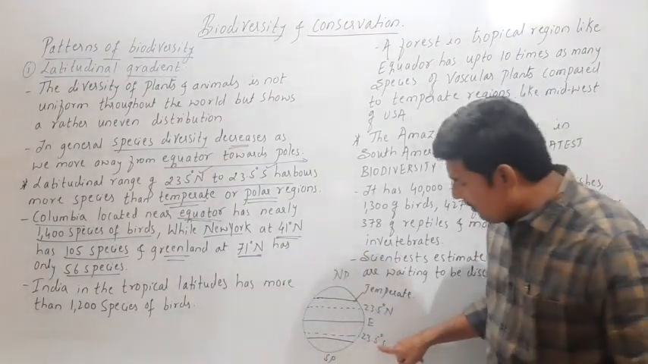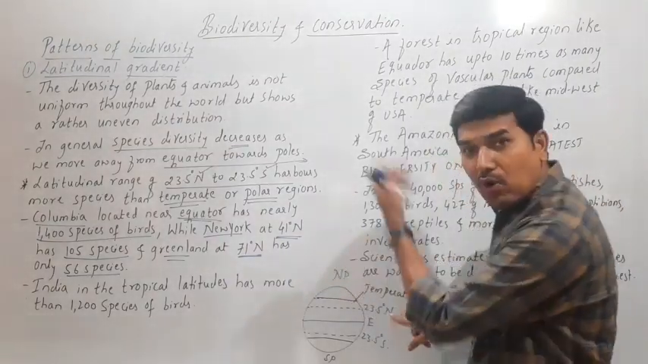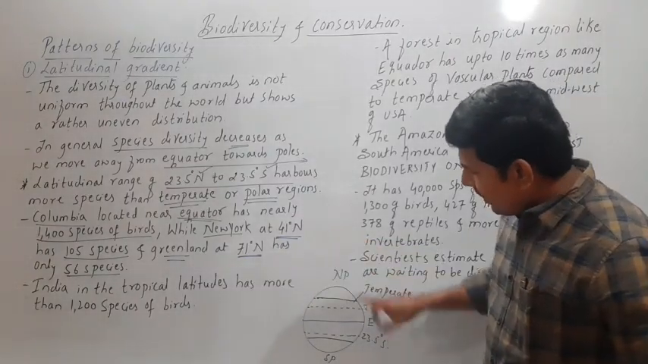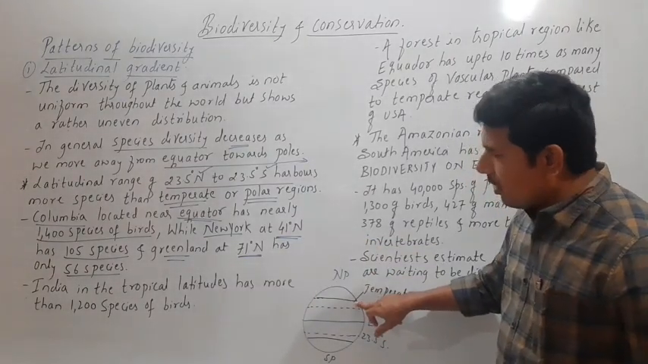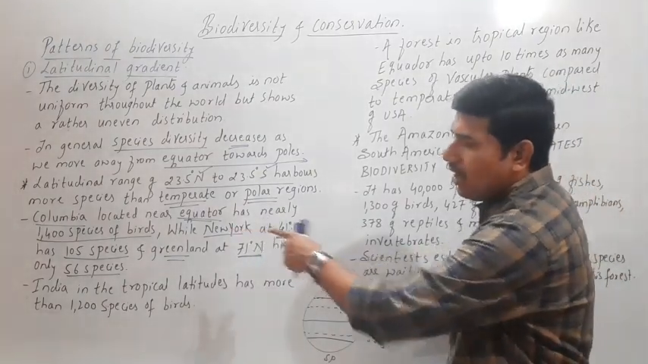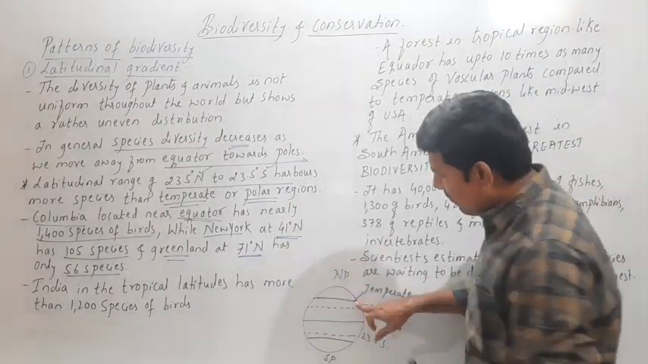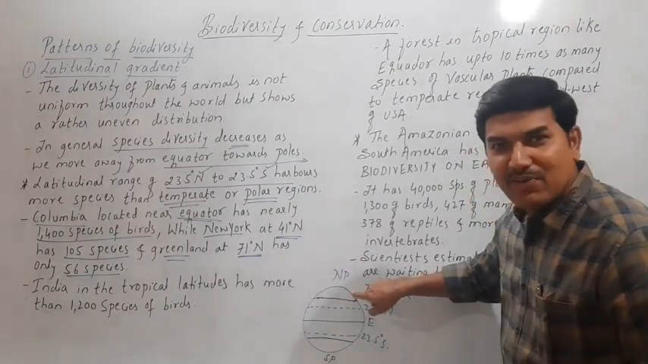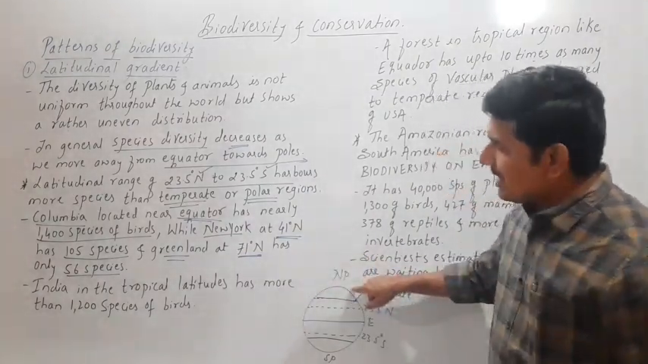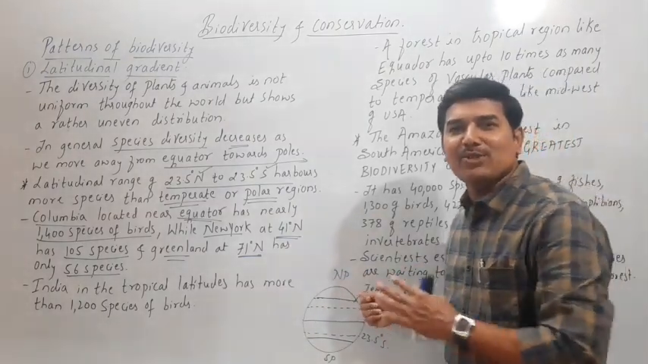New York at 41 degree. Look at this. This is 23.5 degrees south. This is at the north. New York is present towards the north region, in America. So 41 degree north means it comes under the temperate region only. So 41 degree north has 105 species of birds. And Greenland at 71. Look at this. Above this, again 71 degrees. Above New York is Greenland at 71 degree north, which has only 56 species of birds.